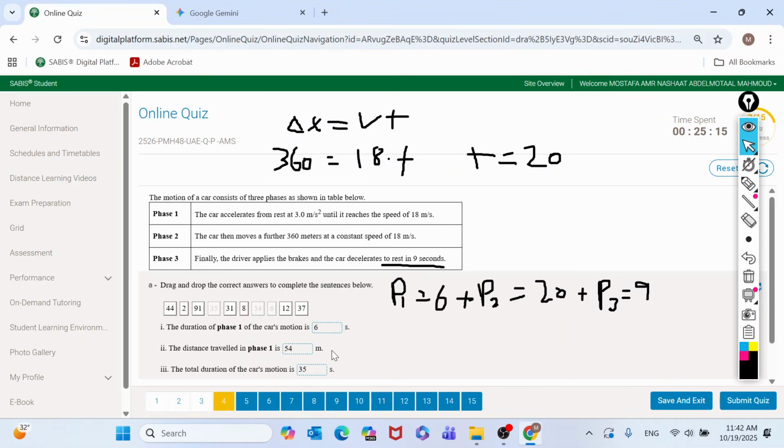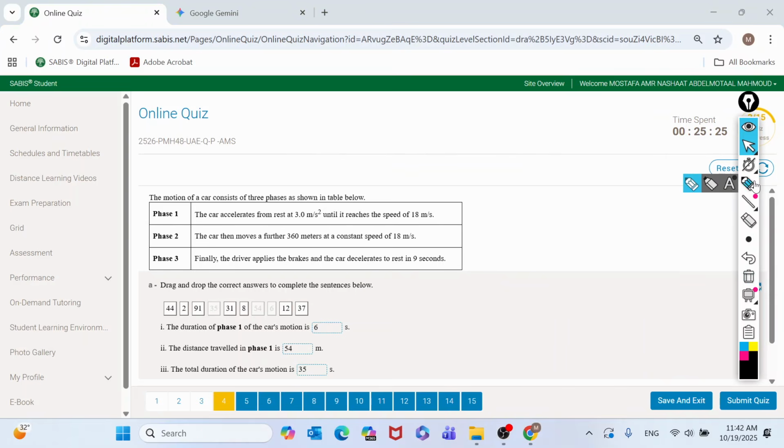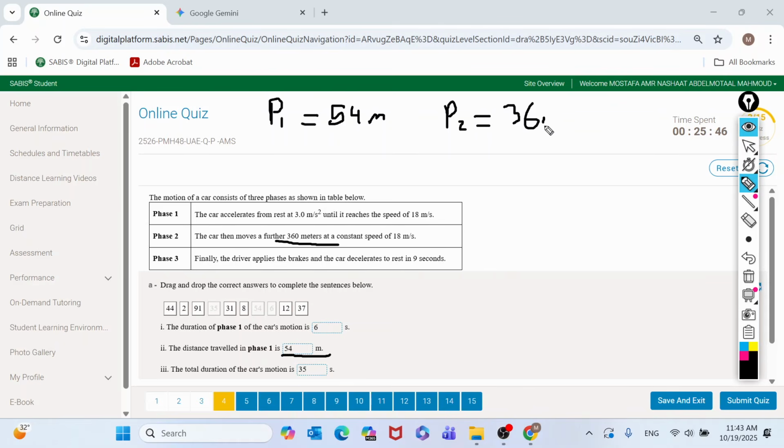The total distance traveled by the car. We already have the distance for phase 1, so let's put that up here. Phase 1, the distance is 54 meters. We solved it here. And phase 2 is 360 meters. Now we just need to find phase 3.